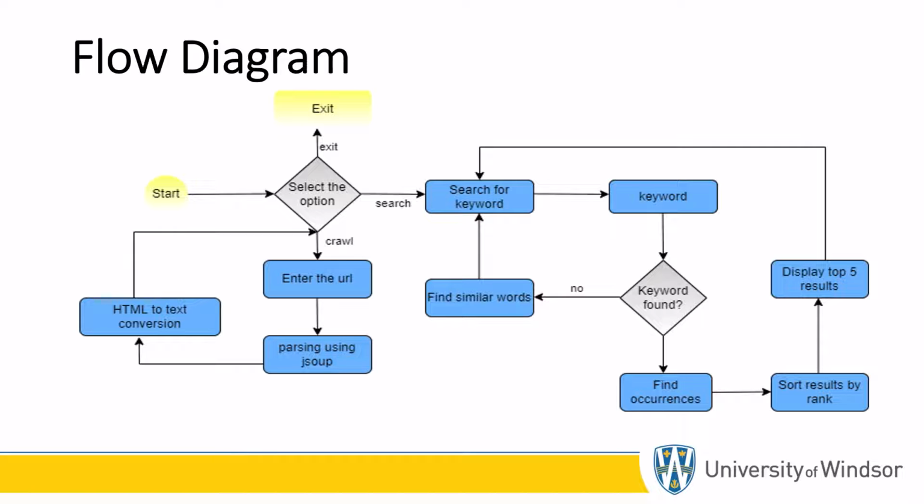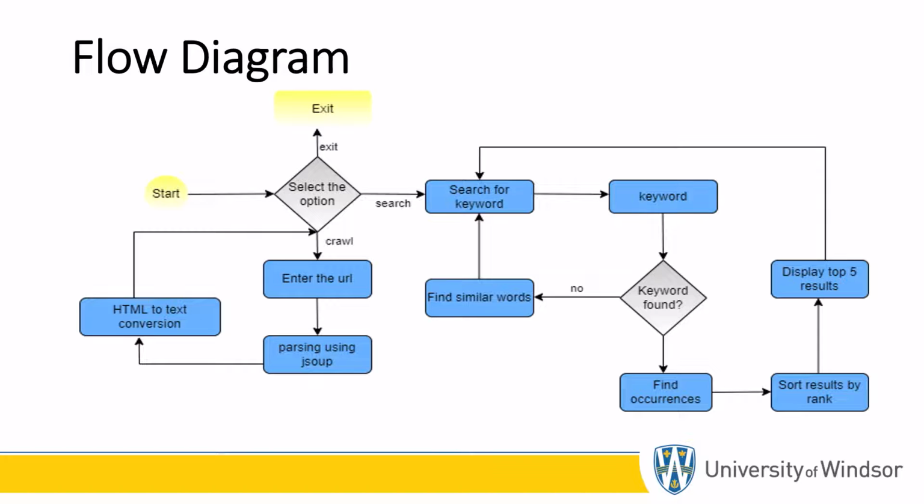And here is the flow diagram of the web search engine. We have three options: first crawl, search, and exit. If we select crawl, we need to enter the website URL which we want to crawl. The web crawler will crawl that entered URL website, and parsing is performed using JSoup, which will convert HTML files to text files. We can perform crawling on other websites by just entering the website URL, and the web crawler will crawl that website, and parsing is performed that will convert HTML files to text files.